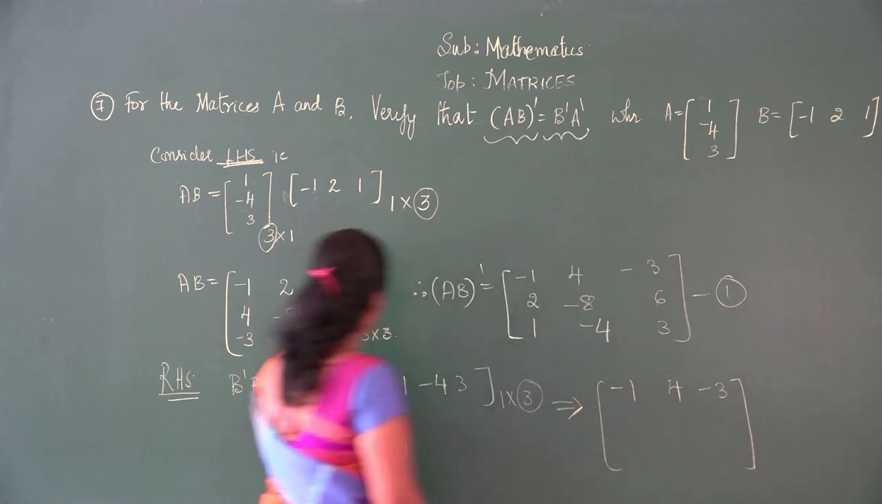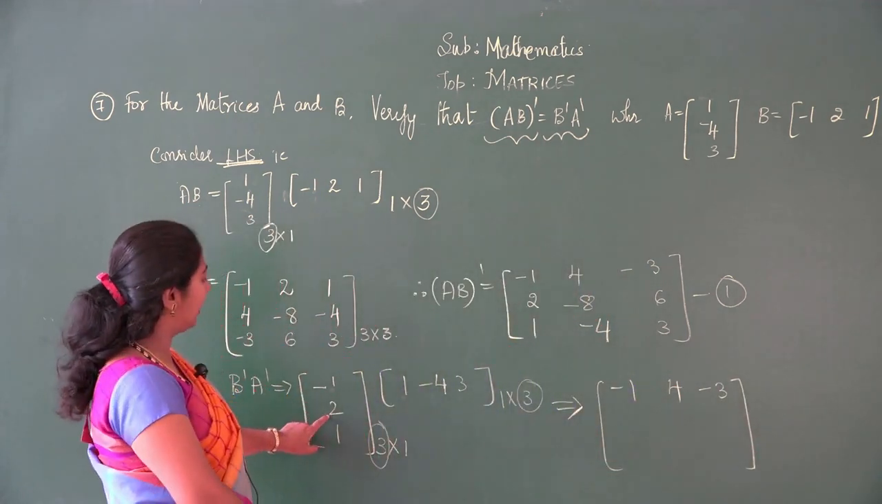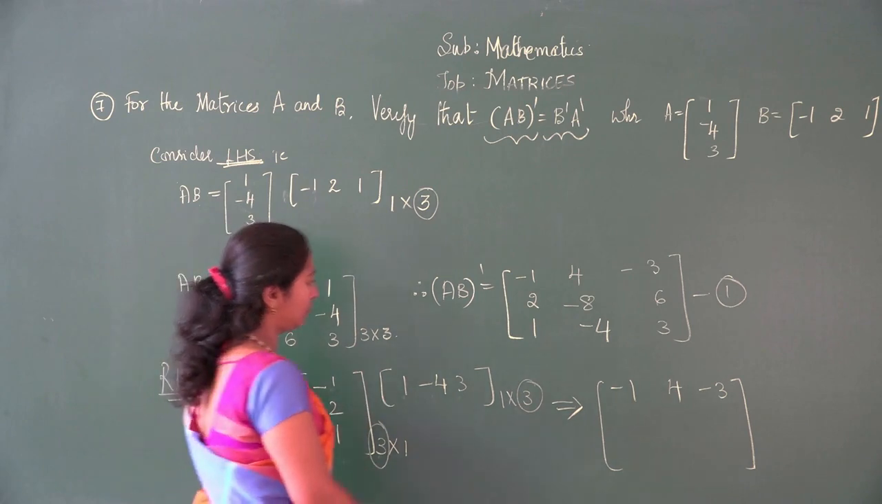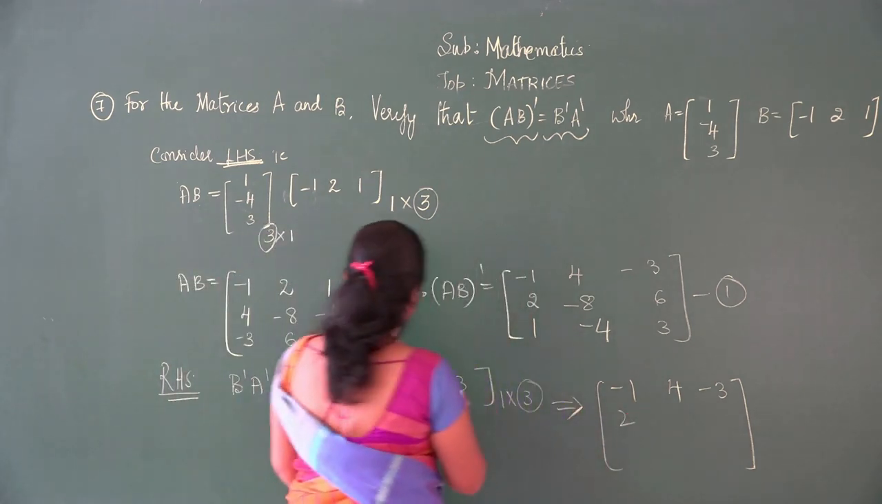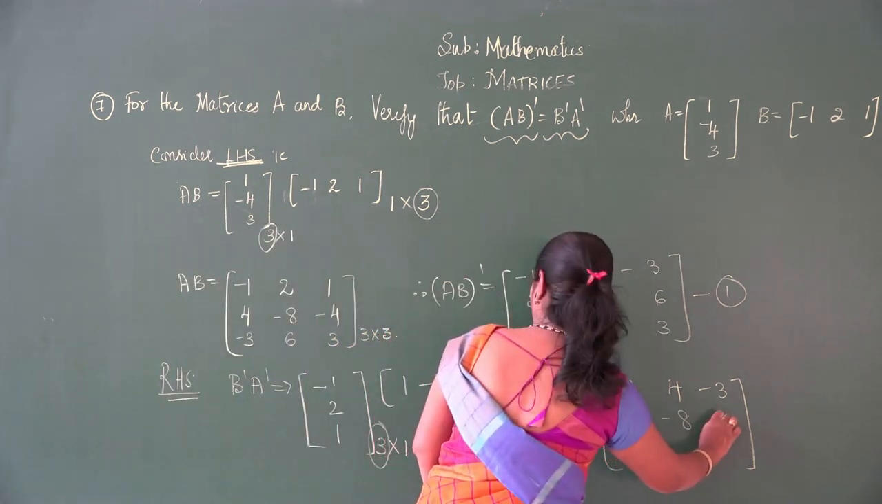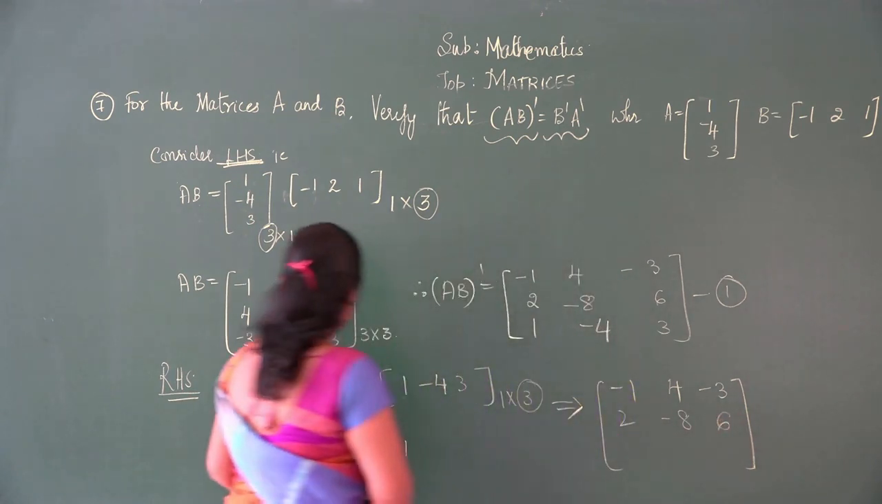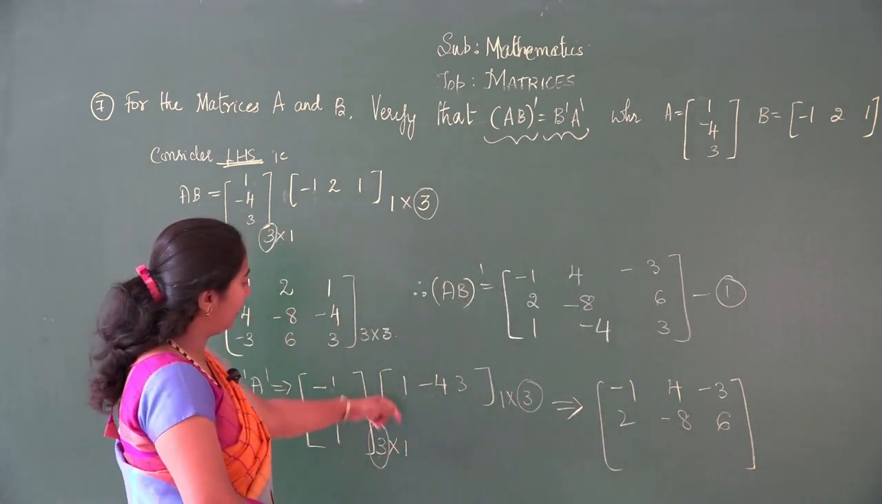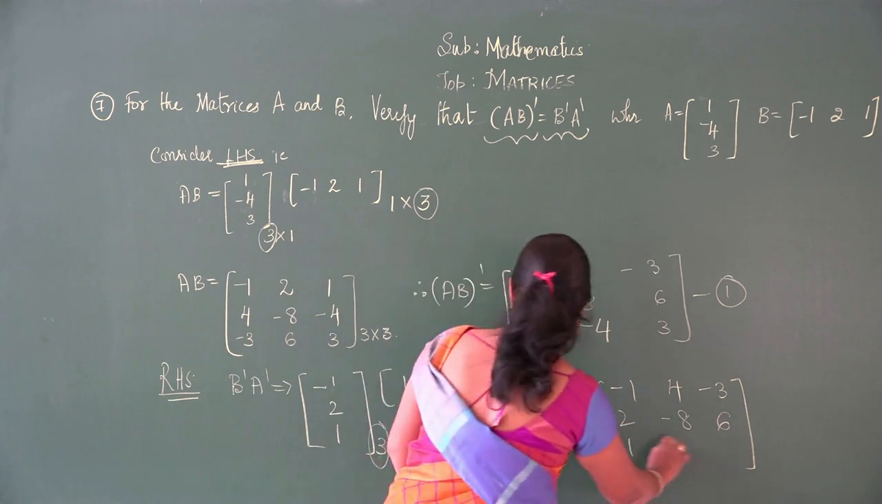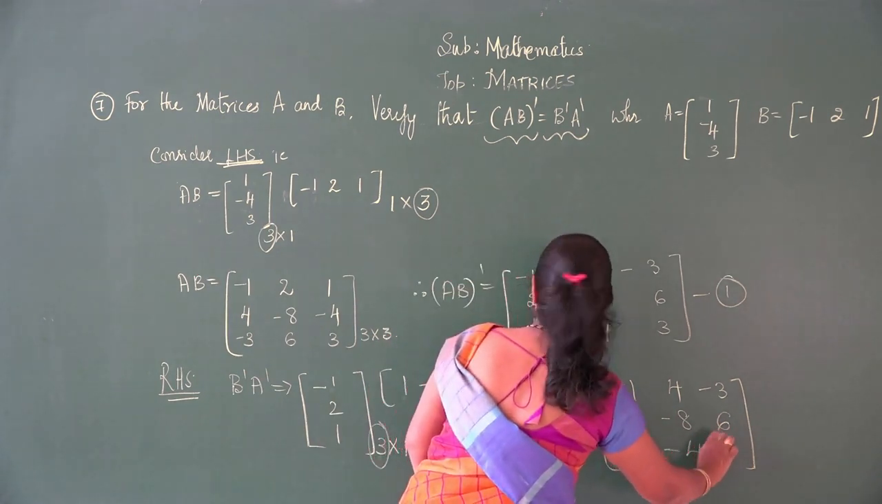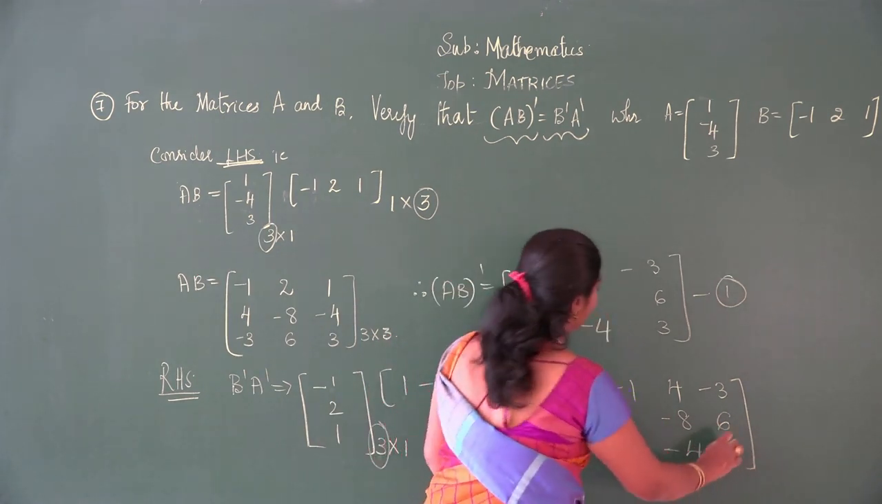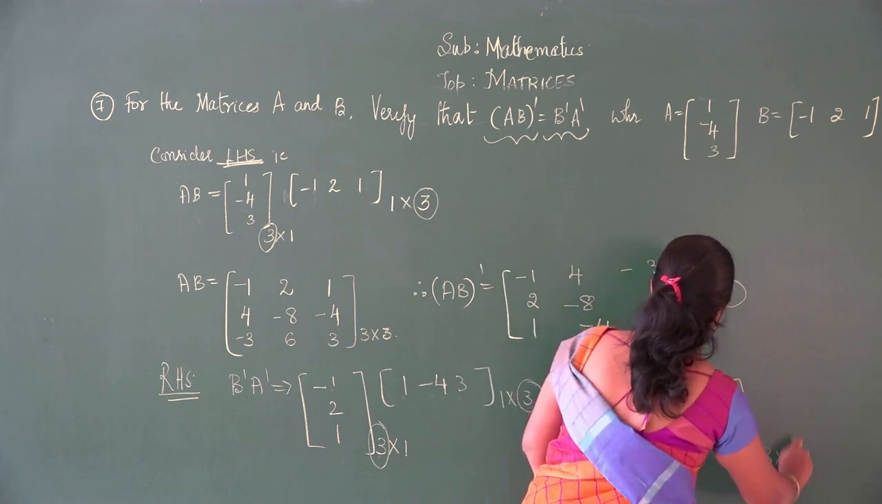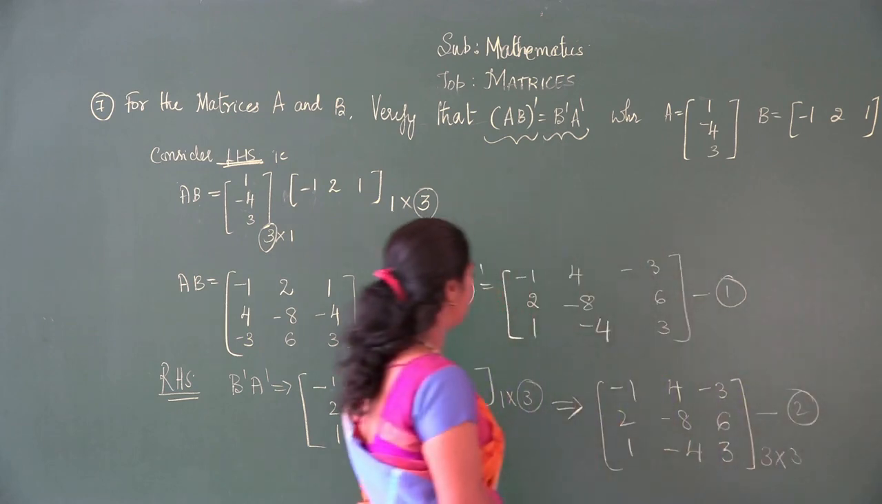We've finished with the first row. Moving on to the second row. 2 ones are 2, 2 into minus 4 is minus 8, 2 threes are 6. Similarly, the last row: 1 into 1 will be 1 itself, 1 into minus 4 is minus 4, 1 into 3 is 3, which is of order 3 cross 3. Call this equation number 2.